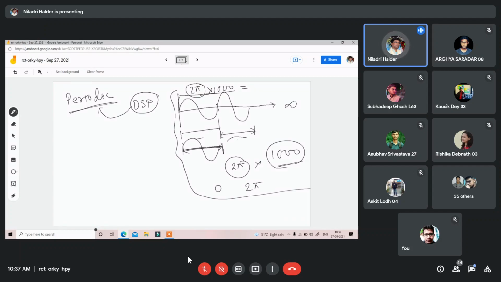It will be more clear whenever we come to the Fourier transform, DFT, discrete Fourier transform. It will be more clear, but for now, if you have any confusion why periodicity is important, you can ask me.